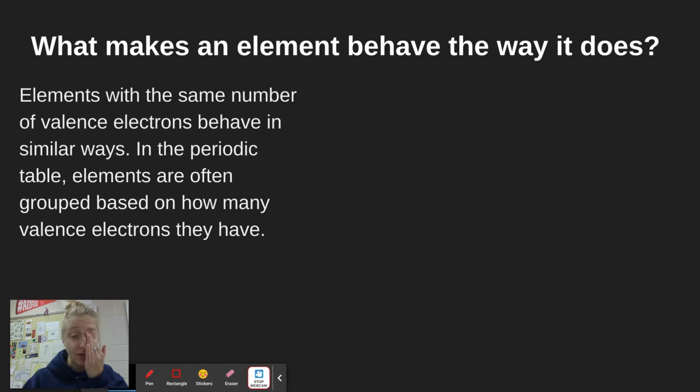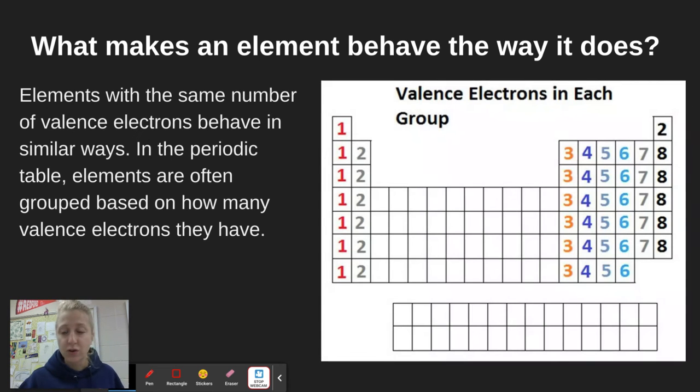Now, an important thing about the periodic table is that elements are often grouped in the table based on how many valence electrons they have. Elements with the same number of valence electrons will behave similarly, so they should be grouped together so that we know that these groups behave similarly, right? So if we look at this image, this shows how many valence electrons the element in that position has.